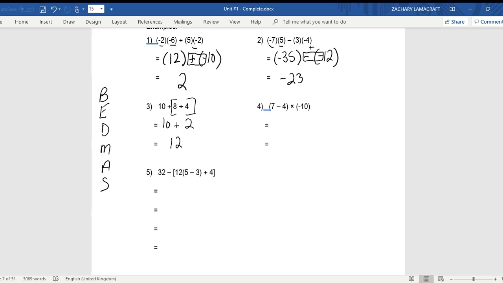If we look at our next example, we have bracket 7 minus 4 times bracket minus 10. So we need to deal with our brackets first. Okay, so 7 minus 4 is 3 multiplied by negative 10. So 3 times negative 10 is negative 30.